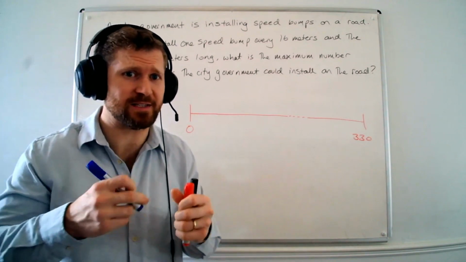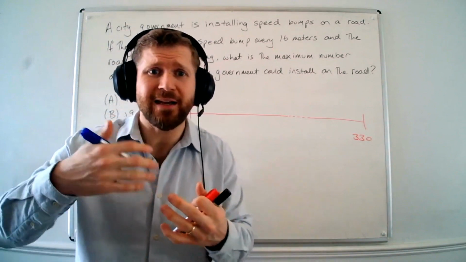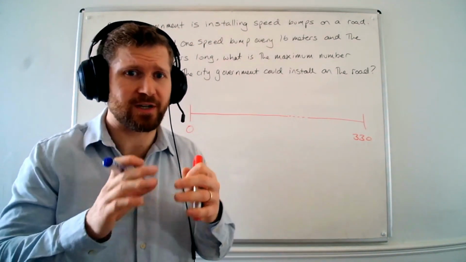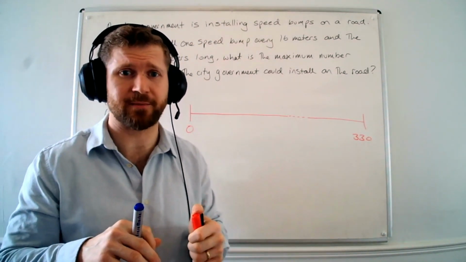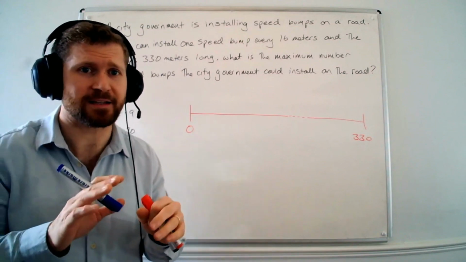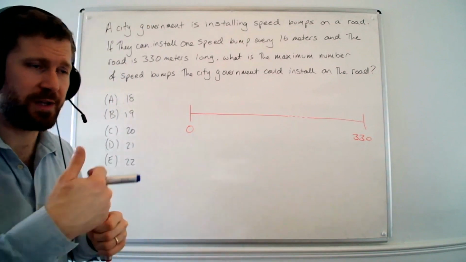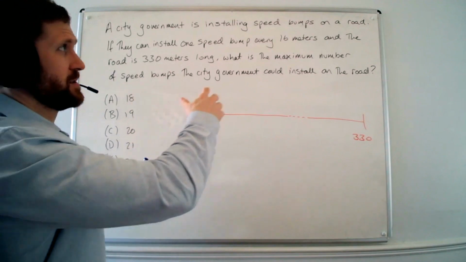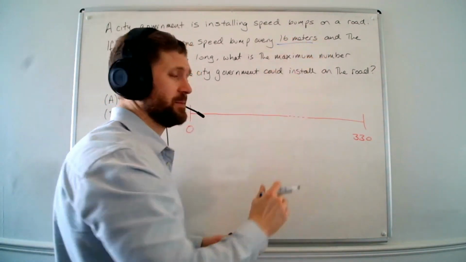Now, a lot of this question is just about being careful with your definitions and not getting drawn into your initial assumption about the question. What I mean by that is, what most people will do when they come into this problem straight away is they'll say, well, I can put a speed bump in every 16 meters.